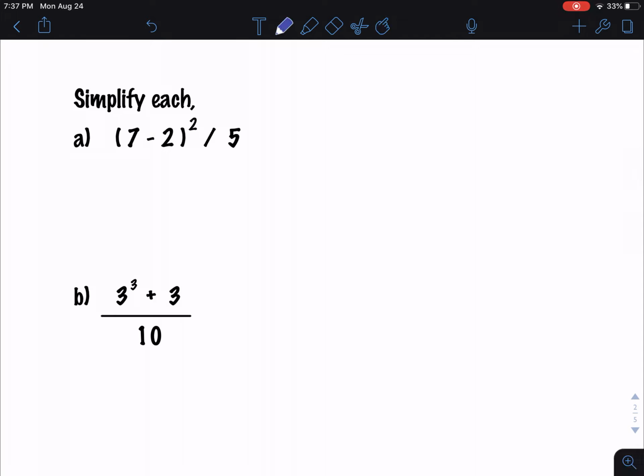Since in both of these numerical expressions, I have multiple operations, including parentheses, exponents, addition, subtraction, and multiplication and division, I must follow order of operations in the steps of PEMDAS. In A, I have a set of parentheses. Within those parentheses, it is asking me to do 7 minus 2. So that is my first step in order of operations. This results in a numerical expression of 5 squared divided by 5.